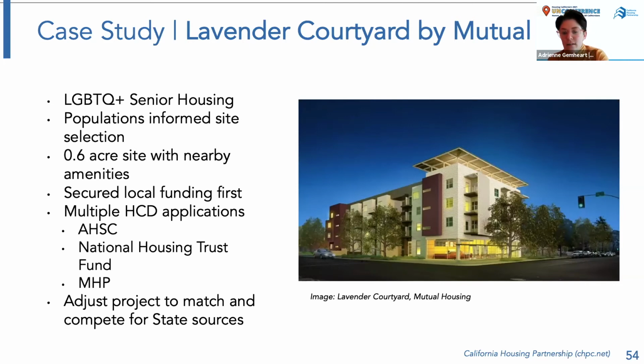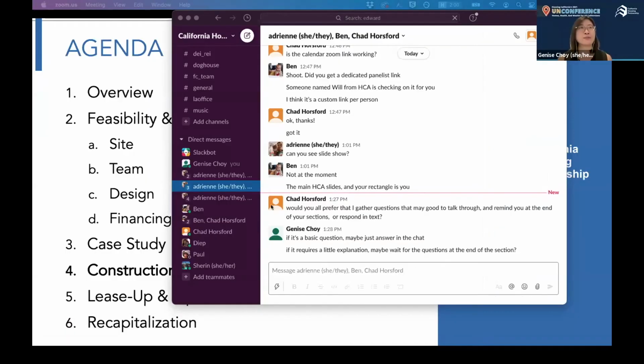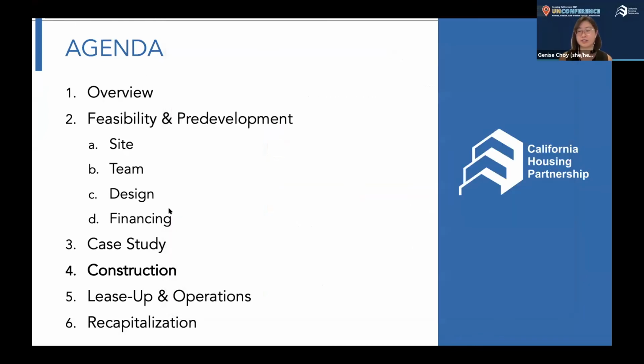Now I'll pass it on to Janice. Yeah, okay, hopefully I do this screen share correctly. Let's see. Are you seeing the agenda right now? Yes, we are. Great.